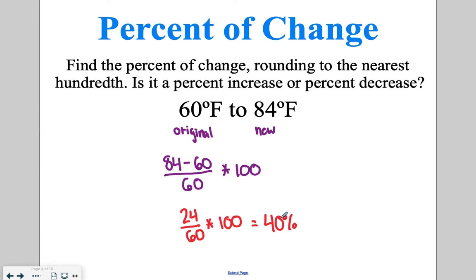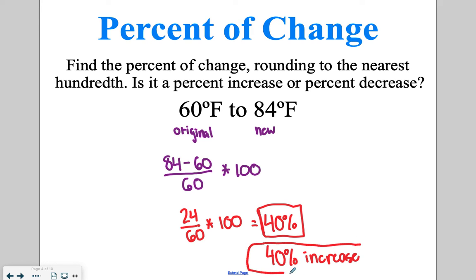So we have 40%. If it is just asking for the percent, then that is your answer. You might also have them asking for percent increase or decrease, which is what we had here. So you would say 40% increase.